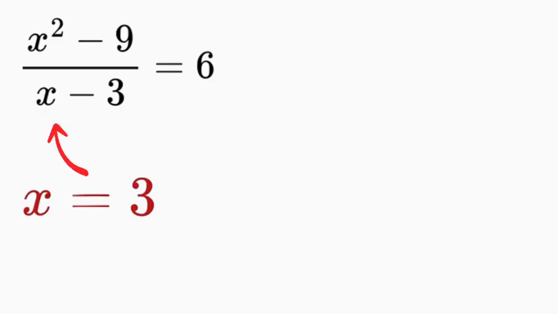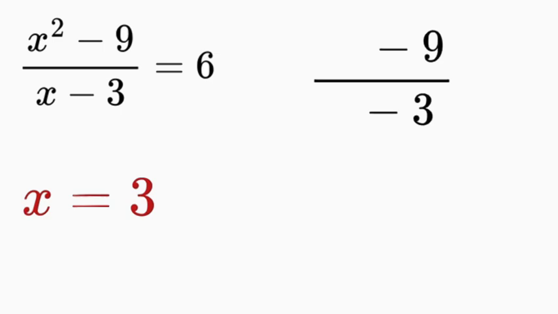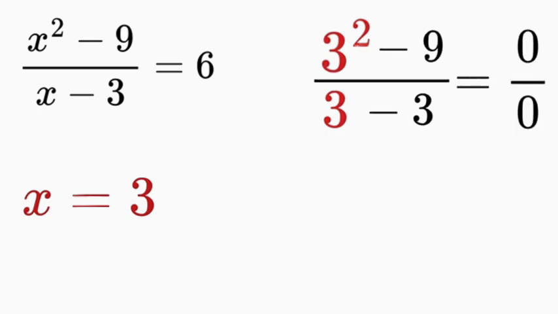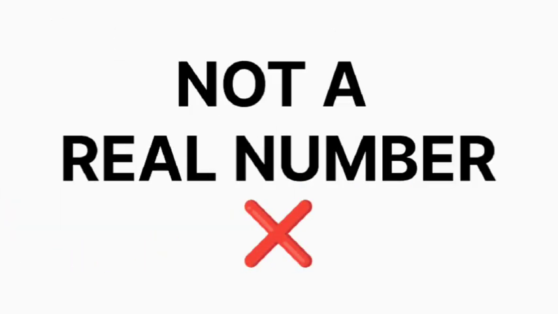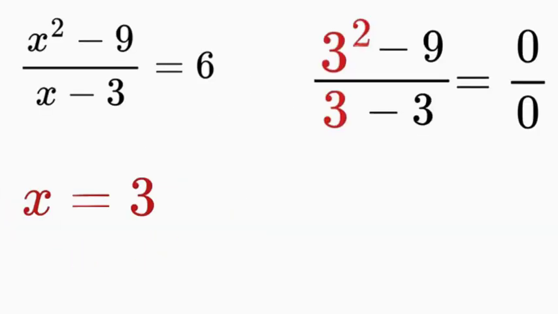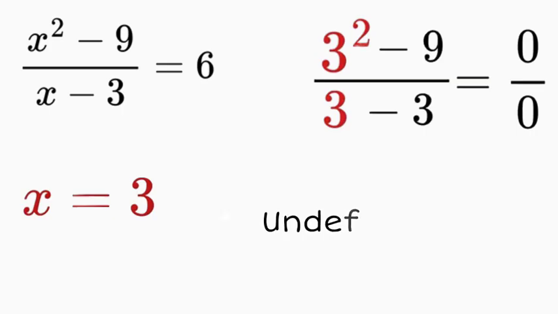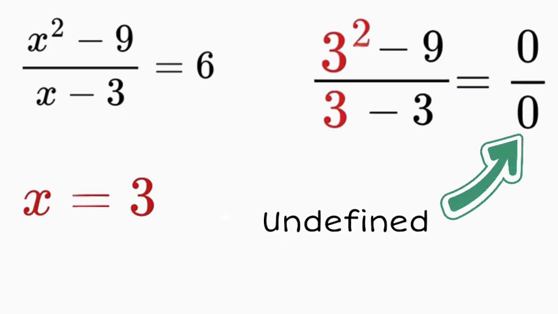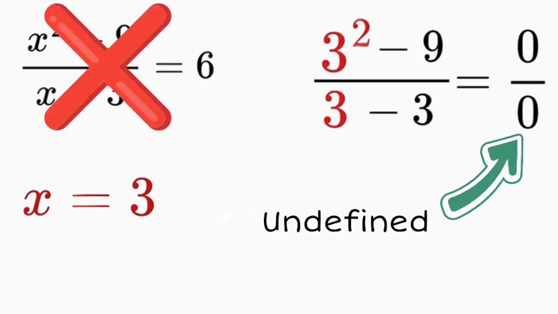Do one thing, just substitute x equals 3 into this expression. What do we get? We get 3 squared minus 9 over 3 minus 3, which is nothing but 0 divided by 0. But hey, 0 divided by 0 is not a real number at all. You cannot cancel them and make it equal to 1. It is completely undefined, which means the original expression simply does not exist at x equals 3.